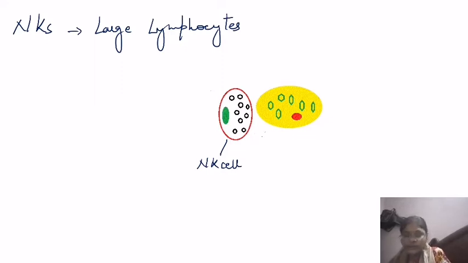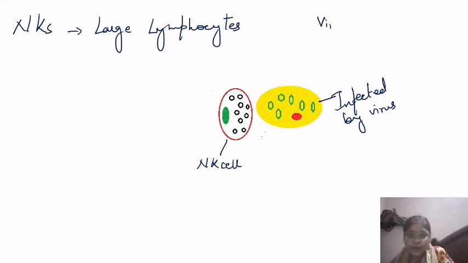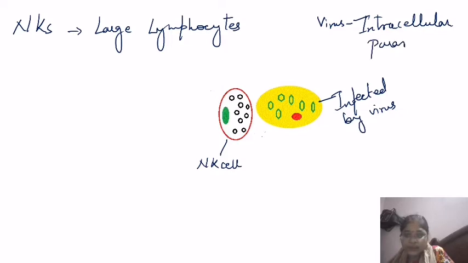Now what do we see? This is your body cell which is infected by a virus. So it's an infected cell, and you know that a virus is what kind of parasite? It is an intracellular parasite. What kind of parasite? Intracellular parasite.